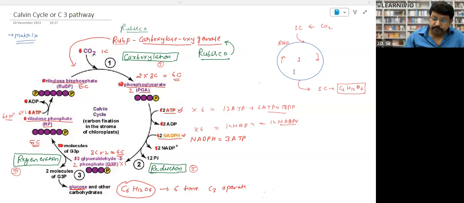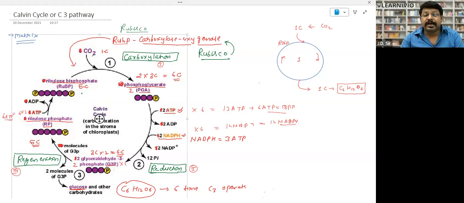Clear? Ribulose biphosphate, RUBP. It is a 5-carbon compound, right? RUBP captures or receives one carbon dioxide molecule. This is the RUBP. You can see these purple structures are carbon atoms and these are the phosphates. Ribulose biphosphate: there are 2 phosphates and 5 carbons, right? One carbon dioxide molecule will come.